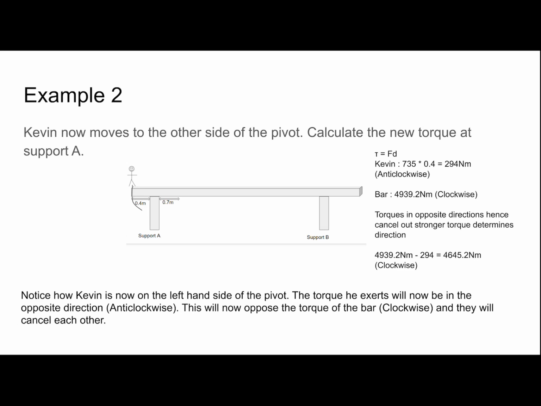So the clockwise torque of the bar is larger than the anti-clockwise torque of Kevin. Therefore, we're going to do the larger number subtracted by the smaller number. Once we do that, we're going to get a positive number, and this positive number will be in the same direction as the larger torque, okay? So all Kevin did was lessen the clockwise torque. It's still going to be clockwise, but it's just going to be less torque in the clockwise direction.